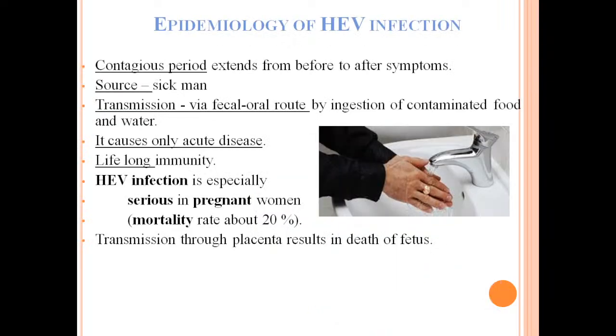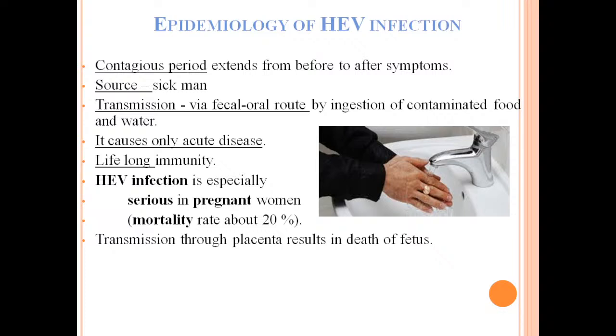Epidemiology and pathogenesis of hepatitis E virus. Its contagious period extends from before to after symptoms. Source are sick men. Transmission via fecal-oral route by ingestion of contaminated food and water. It causes only acute disease. Lifelong immunity occurs after disease.